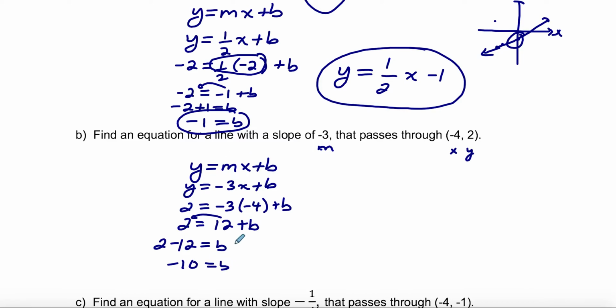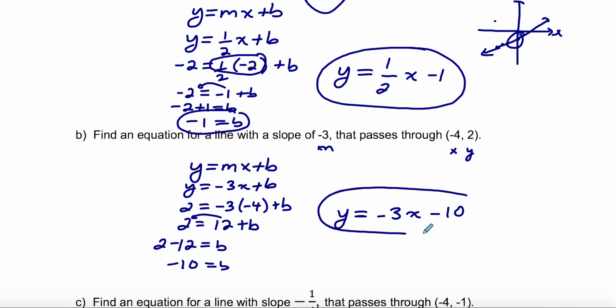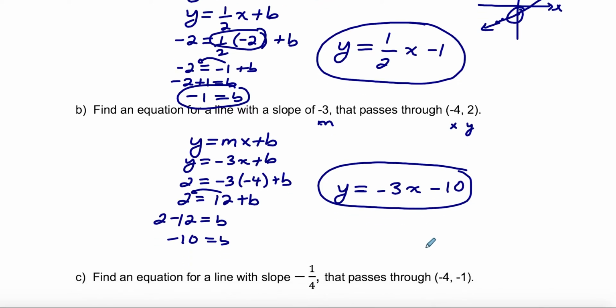So we did all of that work just to find the b. Now we know an m and a b. So we would write our final equation, y equals negative 3x minus 10. And that's the equation of a line. So this is slope y-intercept form. It's kind of an easy one to use to try and find this equation of the line. We also have standard form. We might look at that a little bit more in the next lesson.